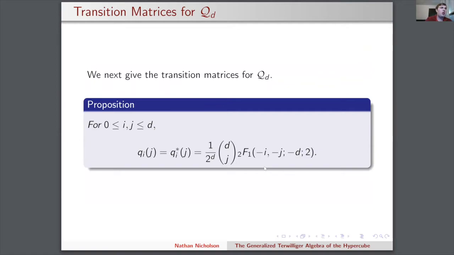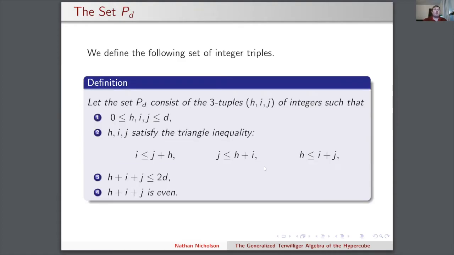Again, much of this about the hypercube is well known. Many of these constants and numbers have been known for a while. You can find them in various places. But yes, we get q_ij equal to q_i star of j, which is equal to 1 over 2 to the d times d choose i times that hypergeometric series. Okay? So now this is something that I've sort of defined just to make some of these things convenient.